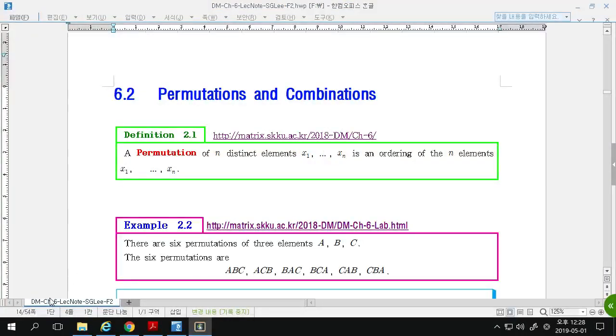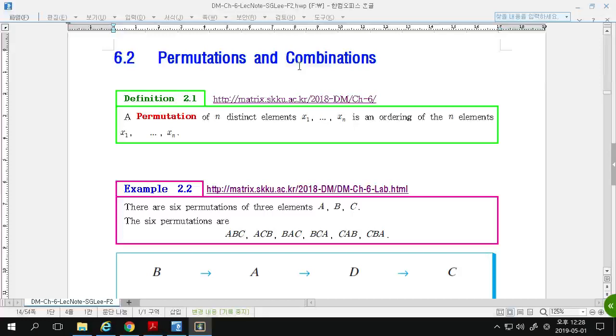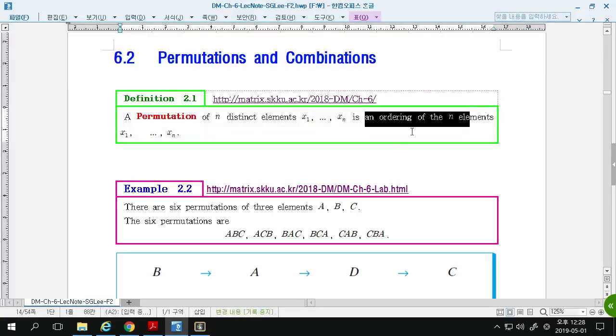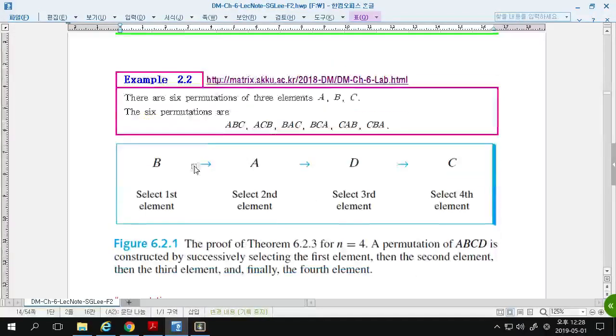Section 6.2, permutations and combinations. A permutation of n distinct elements is just an ordering of the n elements. Just give an order and list all those in order. Permutation. So, here is an example.